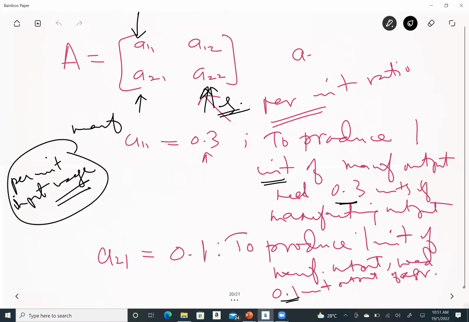I think in section 3.5 it is clearly discussed. If you look at the example, they clearly discuss this. So you read it.